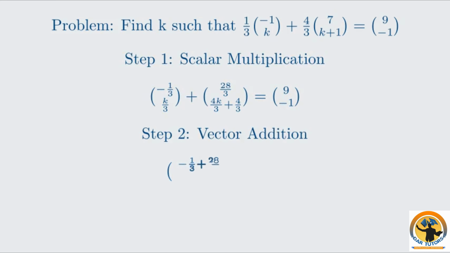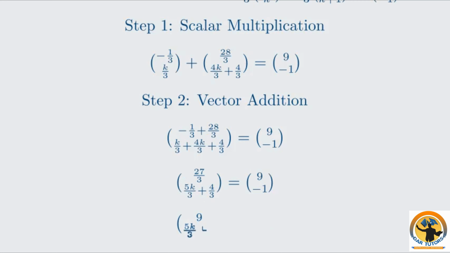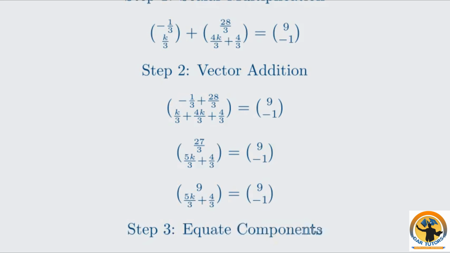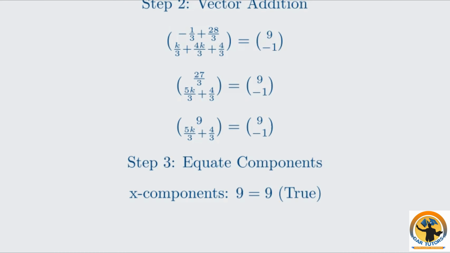The x component is -1/3 plus 28/3, and the y component is k/3 plus 4k/3 plus 4/3. Simplifying the x component, we get 27/3, which is 9. Simplifying the y component, we get 5k/3 plus 4/3. Now we equate the components. The x components give 9 equals 9, which is true but doesn't help us find k. The y components give 5k/3 plus 4/3 equals -1.